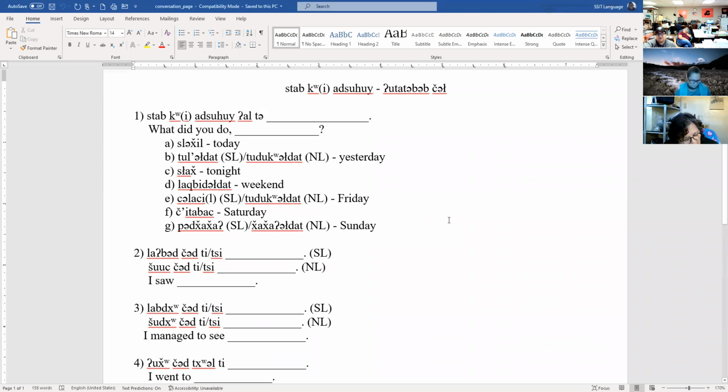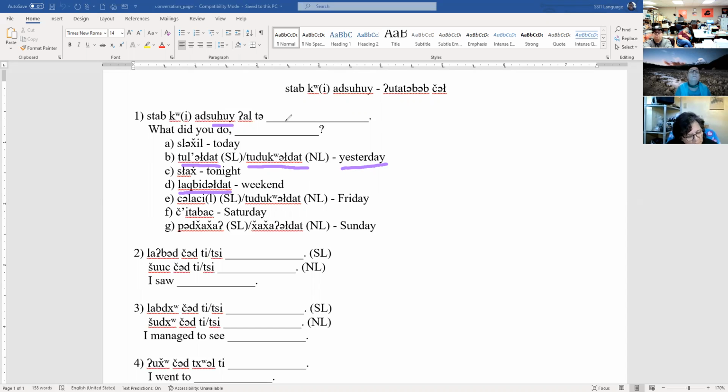And then I kind of wanted to draw your attention today to this part right here. This one is "what are you doing?" And this is all of your doings, but it's the all tia. So you've got your to dok s dot for yesterday, right? You also got your slach for tonight. You also got your lock bead s dot for the weekend, right?